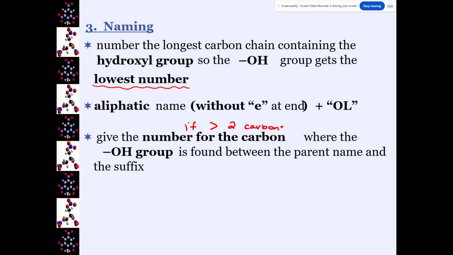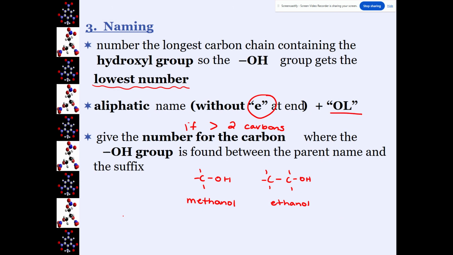Okay, so when you have one carbon, again, we already looked at that. When you have two carbons, again, the OH, whether it's on this carbon or this carbon, it would be called carbon 1. Okay, so we don't need to say where the OH is. This would just be called methanol. This would be called ethanol. Okay, we drop the E and add OL to it.